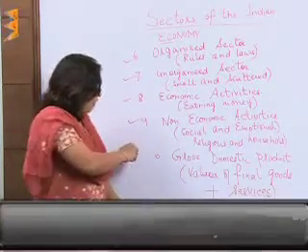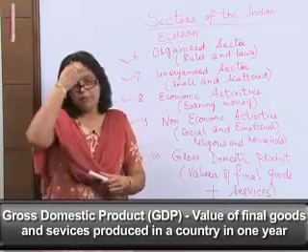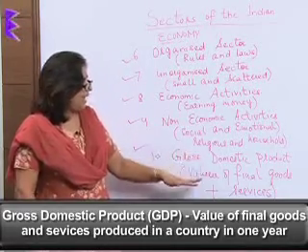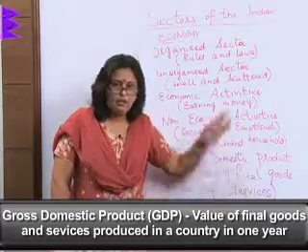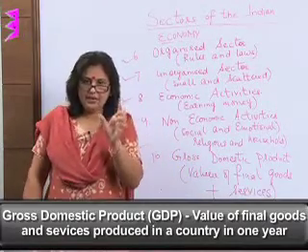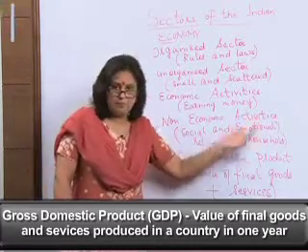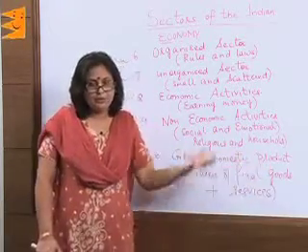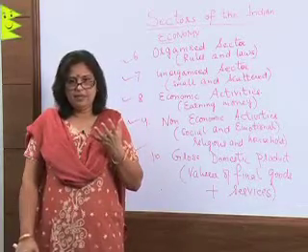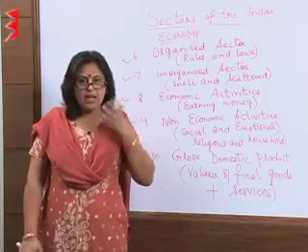Next is the gross domestic product. Well, as popularly called, GDP. GDP is the value of final goods and services produced in a country in 1 year. That is the gross domestic product. It is actually calculated on the final goods which are produced in the country. Now, you must be wondering what final goods are.